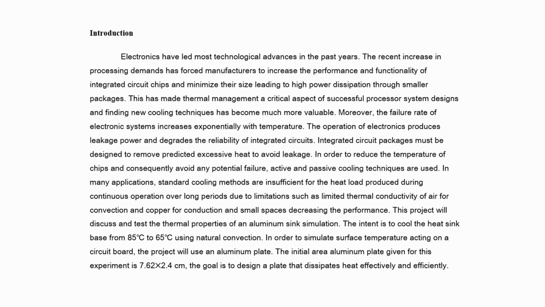The intent is to cool the heatsink base from 85 degrees Celsius to 65 degrees Celsius using natural convection. In order to simulate surface temperatures acting on a surface board, the project will use an aluminum plate, and the initial area of the aluminum plate given for this experiment is 7.62 by 2.4 centimeters. The goal is to design a plate that dissipates the heat effectively and efficiently.